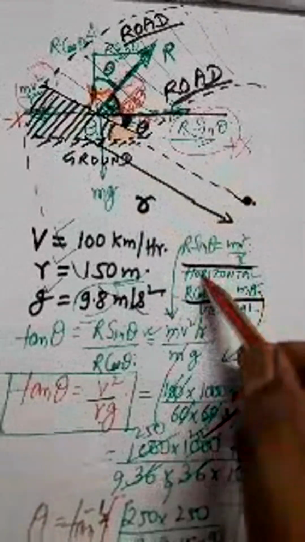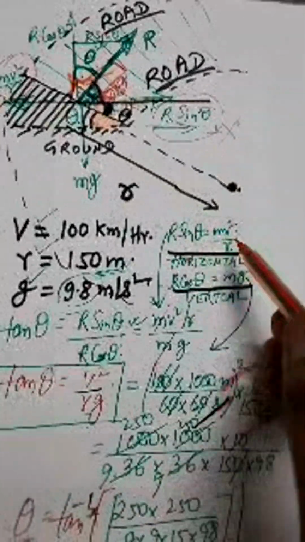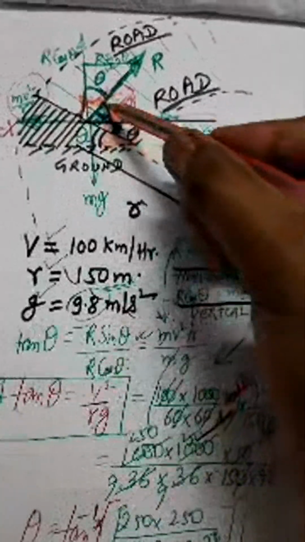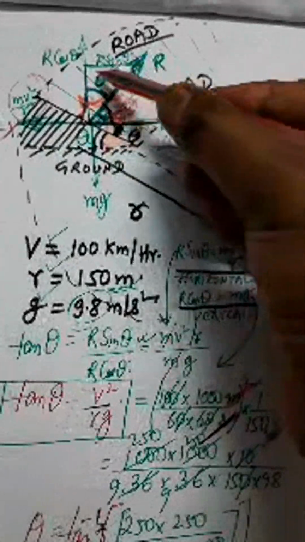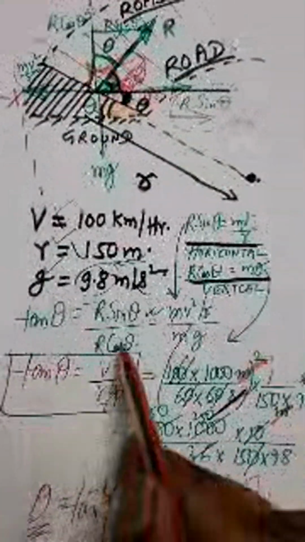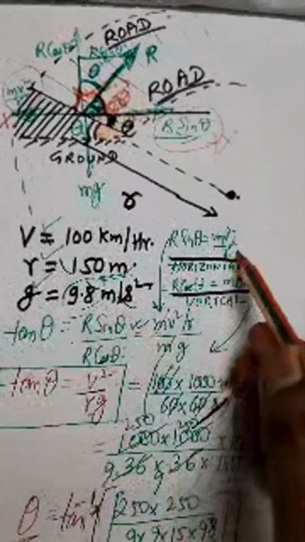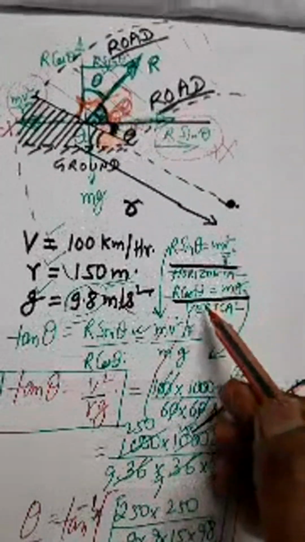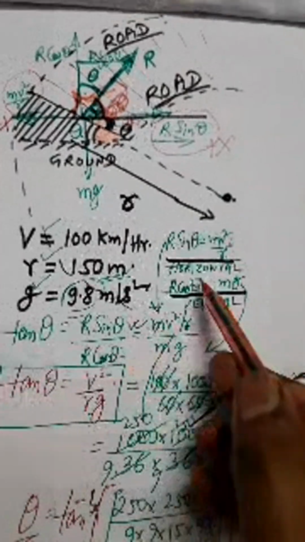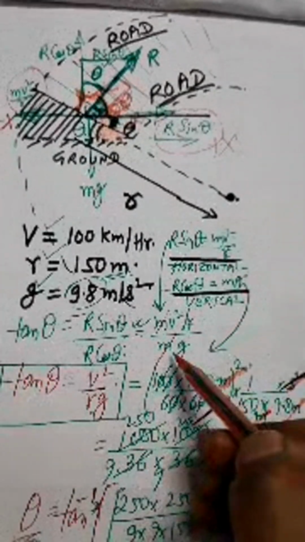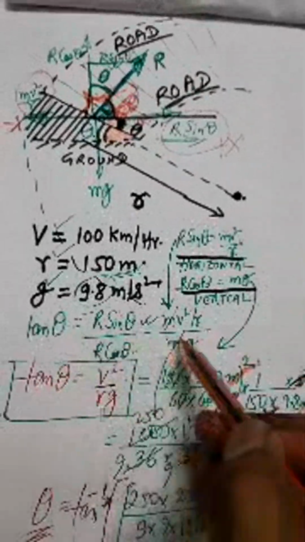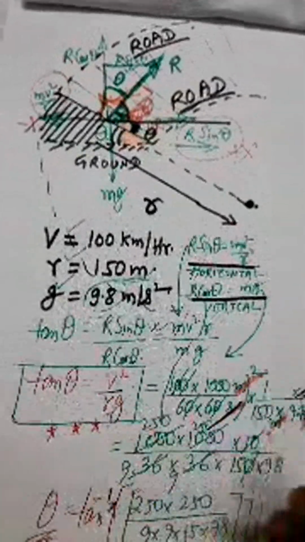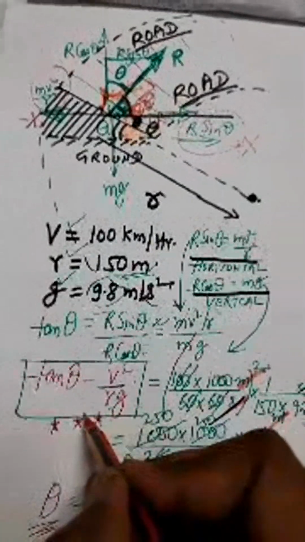So in the horizontal direction, R sin theta equals mv square by r. Since tan theta is R sin theta by R cos theta, we can write in place of R sin theta, mv square by r, and in the denominator, in place of R cos theta we can write mg. Here m will be cancelled out, and tan theta equals v square by rg, which is our formula. This is the formula which we have derived.